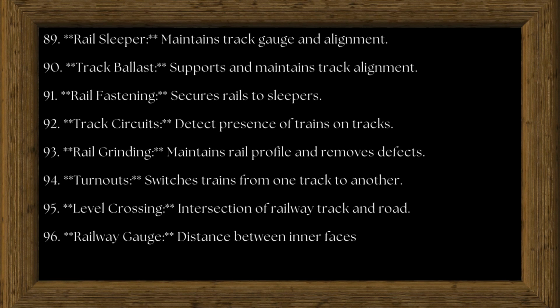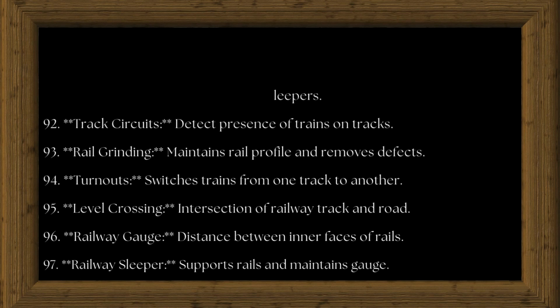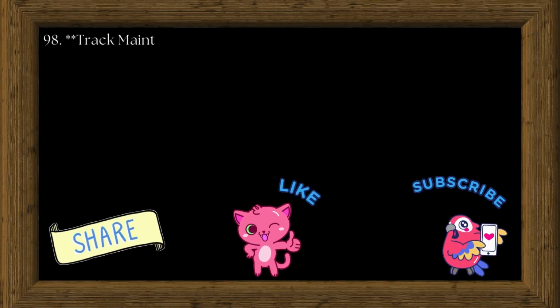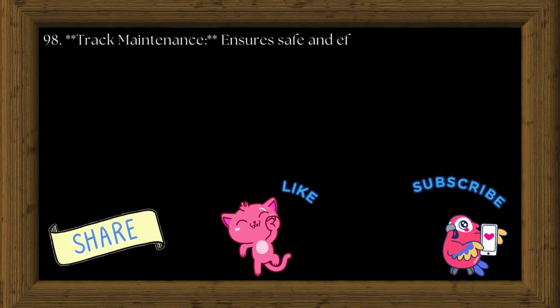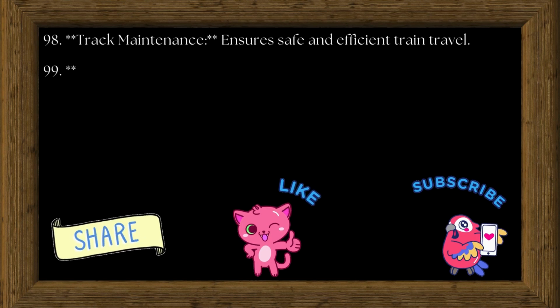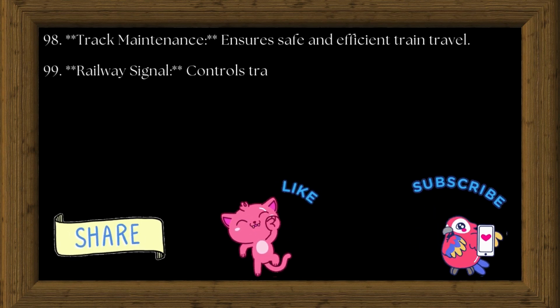Railway gauge: distance between inner face of the rail. Railway sleeper: supports rail and maintains gauge. Track maintenance: ensures safe and efficient train travel. Railway signal: controls the train movements. Railway bridge: allows train to cross obstacles.